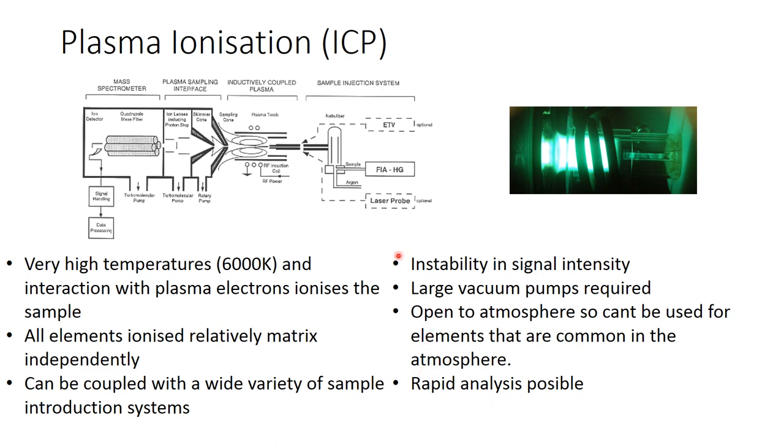Elements that are in the atmosphere, we can't use this type of machine to measure. So we can't use this to measure argon or krypton, because it is open to the atmosphere at this end. One of the nice things about this is that we don't need to pump down the mass spectrometer every time we take a sample in and out. We can have a very high sample throughput, so we can measure many samples in a day using this technique.